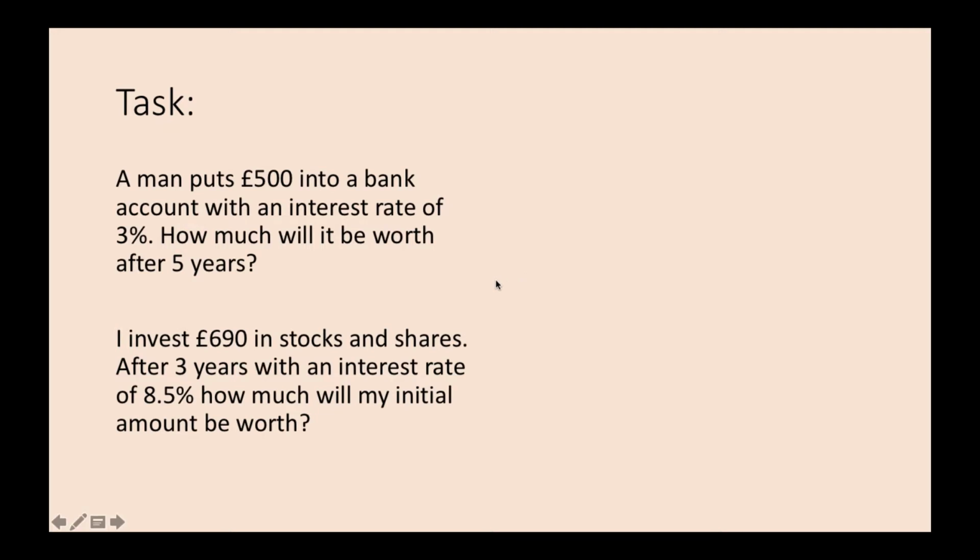Okay, so here is a task for you to do, and then we'll go through it. So pause the video and have a go, and then we'll go through the answers. Okay, if you've paused the video, let's have a look at these then. A man puts £500 into a bank with an interest rate of 3%. How much will it be worth after 5 years? Okay, so this is our formula. So you've got your £500 investment, your 1.03, remember, because we want all of this, plus the 3%, to the power of 5. And you should have had an answer of £579.64.